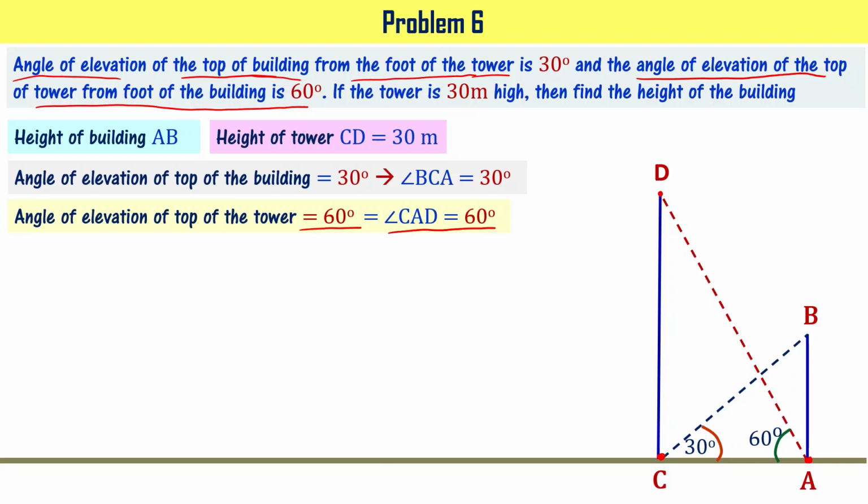Now you see in this figure, you have two right angle triangles, right? One is triangle ABC and other is triangle CAD, right? Now let's consider the triangle CAD.